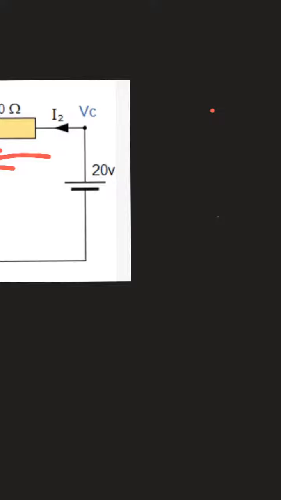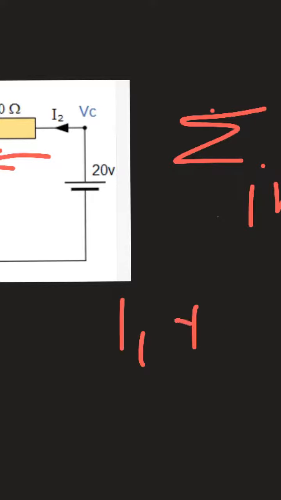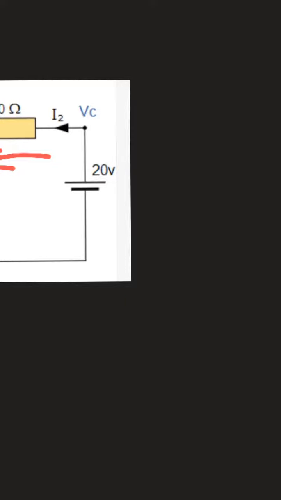Now we can apply Kirchhoff's current law to our node. So Kirchhoff's current law states that the sum of all the currents going in to the node are equal to the sum of the currents coming out of the node. So what do we have here? We have I1 plus I2 are coming into the node, and they are equal to I3, which is leaving the node.